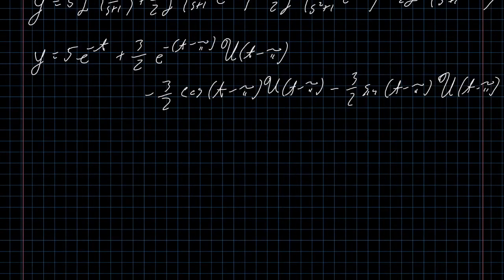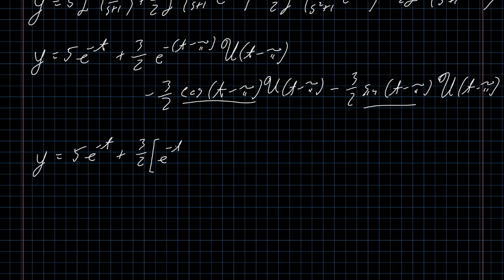Remembering what we talked about before, cosine of t minus pi is just the opposite of cosine of t. Sine of t minus pi is just the opposite of sine of t. We've got a whole bunch of 3/2 and a whole bunch of Heaviside functions, so we could clean that up if we want to. 5e to the minus t plus 3/2 times e to the minus t plus pi is just an extra factor of e to the pi. And then we'll have plus cosine of t and plus sine of t, all being multiplied by the Heaviside function at t minus pi.